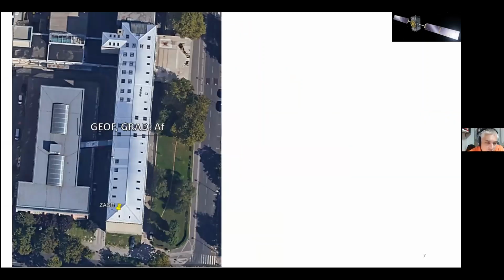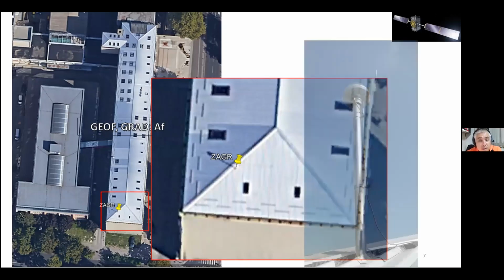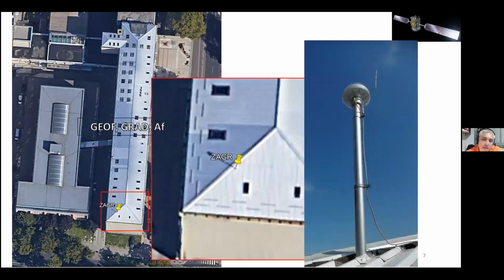If we go outside, if we look at the satellite image, for example on Google Earth, we can see that on the roof, on the southern part of the building, there is a Zagreb pin. If we look a little bit closer, we can see there is a line. There should be some shadow cast on the rooftop. And indeed, if we go outside, yes, there is a mast. Atop this mast, there is a GNSS antenna belonging to the Zagreb station.